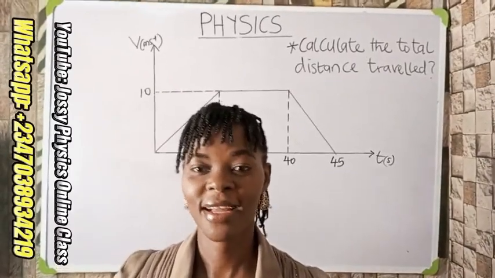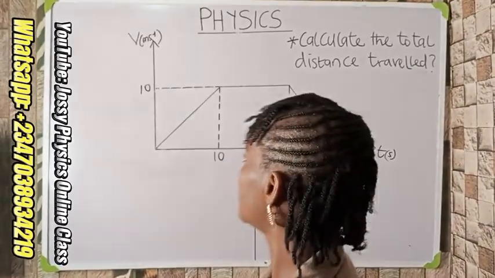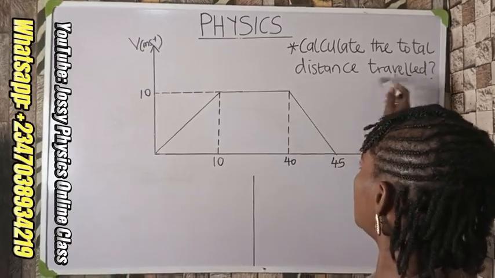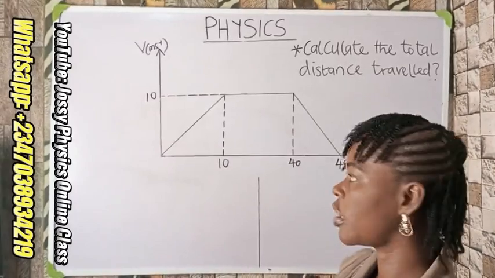Hi, let us look at the velocity time graph question on the board. We are given this diagram and we are asked to calculate the total distance traveled. How can we calculate this distance traveled?